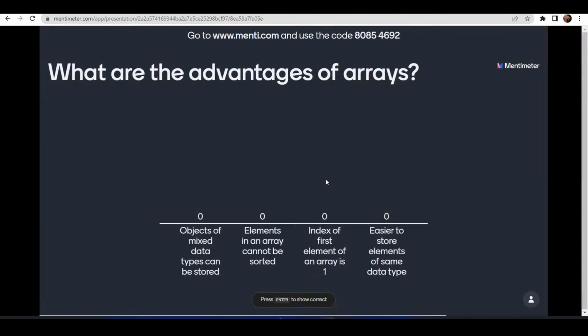So let's check the options. Objects of mixed data type, no, it can't be stored, because as I have mentioned, we can store only homogeneous elements in the array. Cannot be sorted, no, this can also not be the case. Index of the first element of the array is 1, ideally this is not the case. If we consider an example, then we can consider it, but ideally it starts from the index 0. Easier to store elements of same data type, yeah, this is the case. We can store homogeneous data elements or similar type of data elements. So this will be our answer.